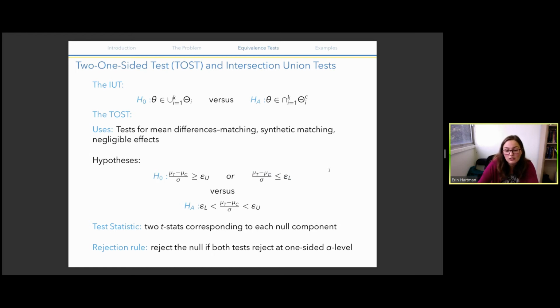And when you do this, you're going to get a t-statistic corresponding to each of these one-sided tests, right? So your null is going to be centered on either this upper or lower. And we reject our null, that there is a substantively significant difference, in favor of the alternative that there is not, if both of these one-sided tests reject at the alpha level. And what the intersection union principle tells us is that if we reject both of these tests at the alpha level, then our overall test will have the correct size.